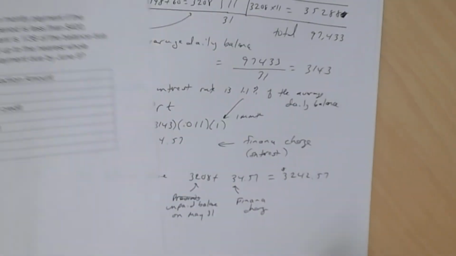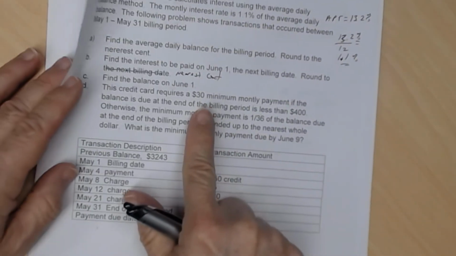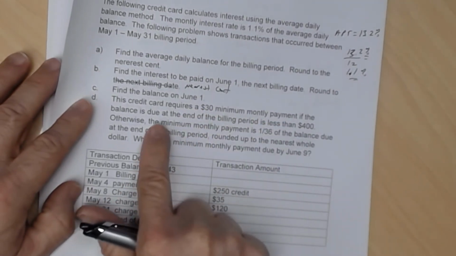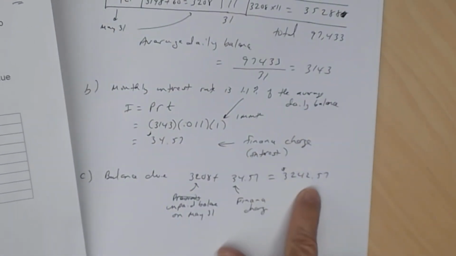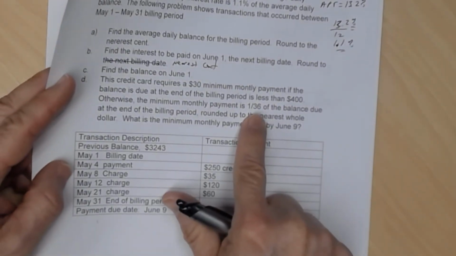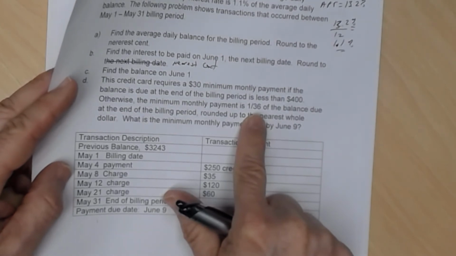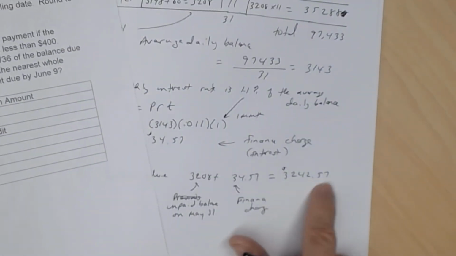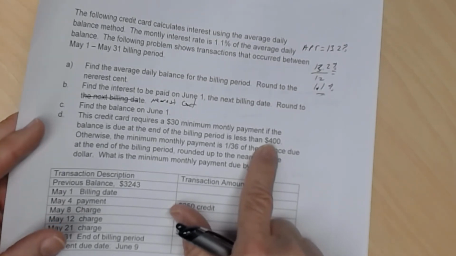So here's what you have to figure out. Listen carefully. What's my balance due? This amount. Do I pay the $30? Yes or no? I only pay the $30 if my balance at the end of the period is less than $400. Is this less than $400? No. So what do I need to do? I have to pay that amount. Based on this, the amount exceeds that $400, right? That amount exceeds that $400.